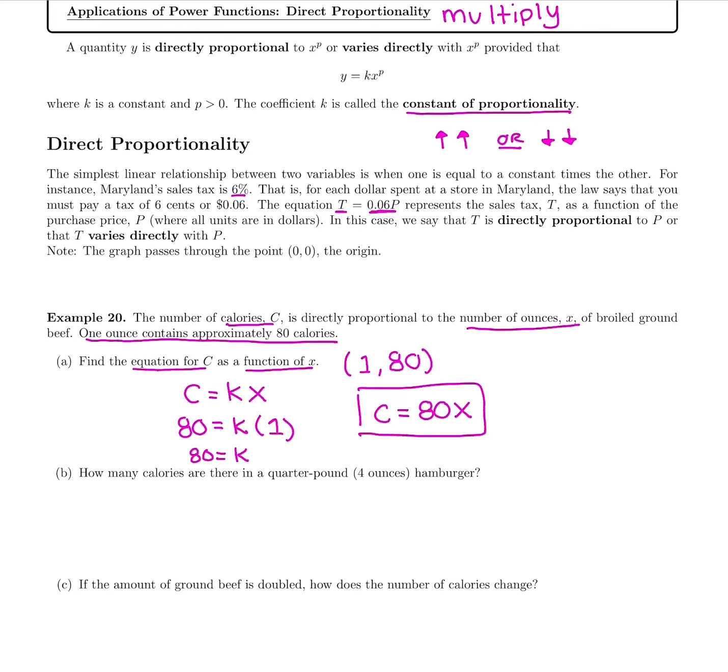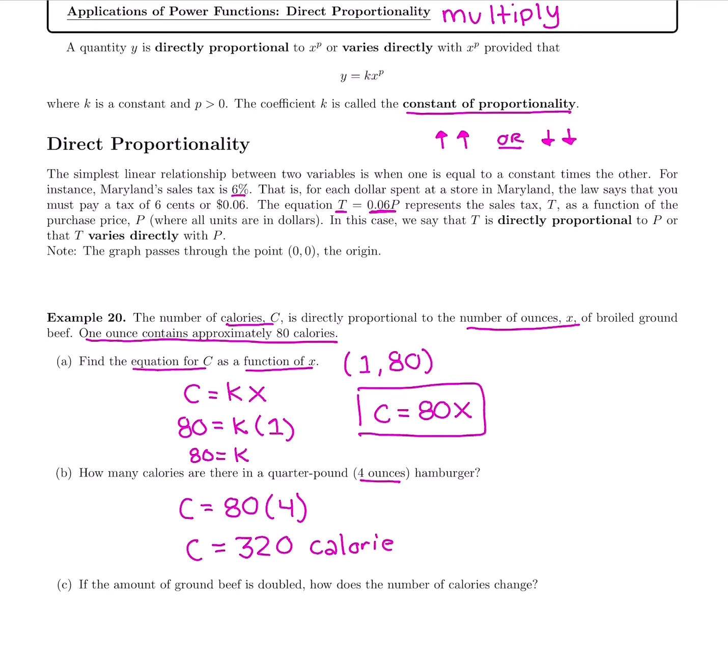So we're going to use this to figure out how many calories there are in a 1/4 pound hamburger. Using this same beef, we're going to calculate for 4 ounces. So we want to find the calories. There's 80 calories per ounce, and we're multiplying it by 4 ounces in a hamburger. We are going to get 320 calories.